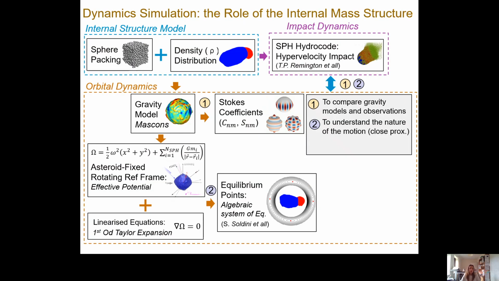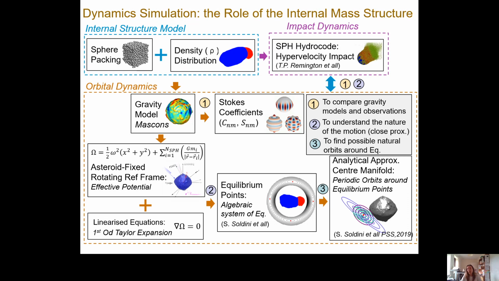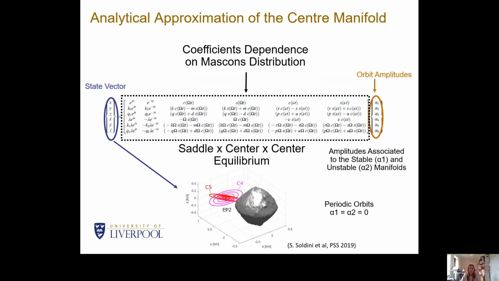So until now, I presented the internal structure, how it has an effect on the Stokes coefficient and on the equilibrium point. But then we can compute periodic orbits around the equilibrium point and theoretically do the reverse work. So if we can detect periodic orbit, we can find the equilibrium point. And this is actually the formula we developed in the paper. So basically, it's very simple.